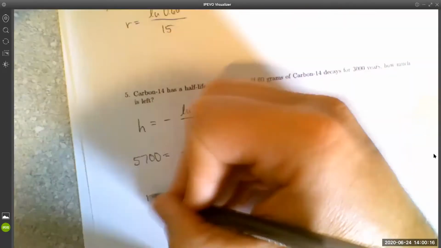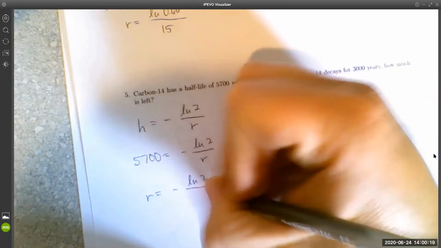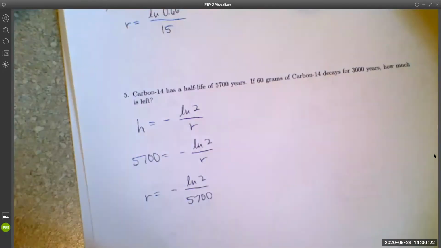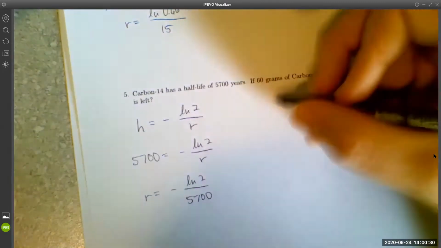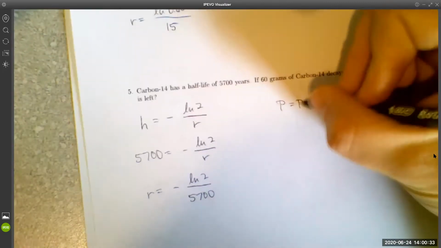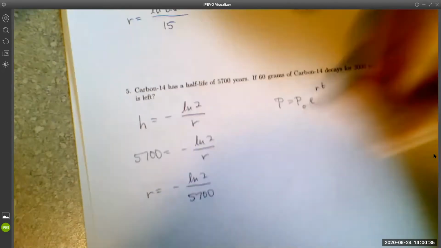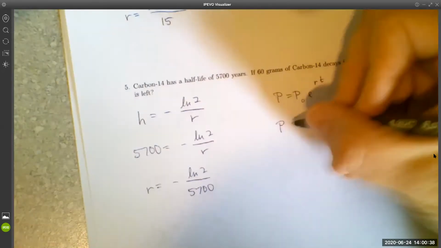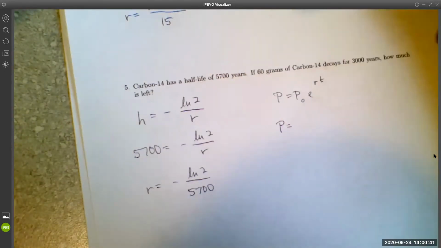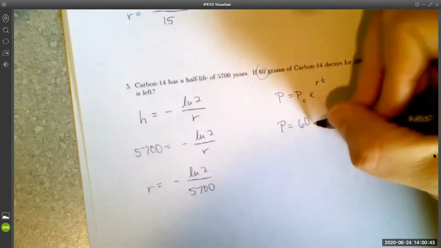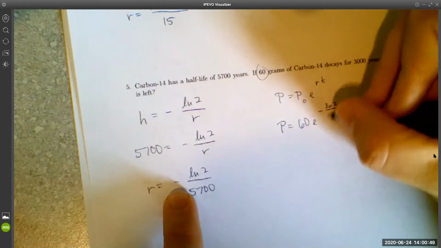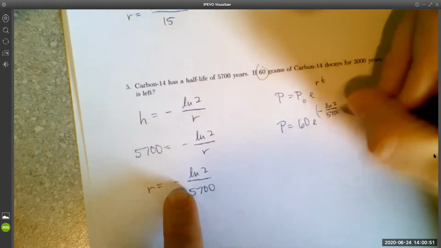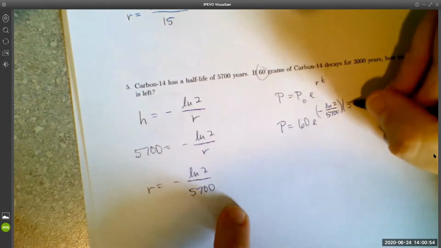Solving for R, right? That's my decay rate. Now I'm going to use that decay rate to make my prediction, right? To make the prediction, I'm going to use P equals P naught e to the RT. So I want to know what the final amount is going to be. If my initial amount is 60, my decay rate is negative ln 2 divided by 5,700, and the time is 3,000 years.